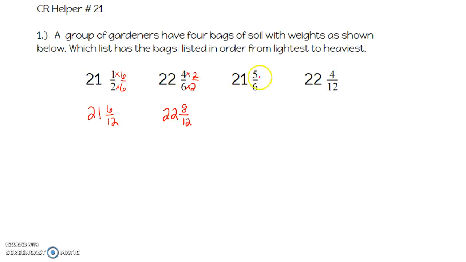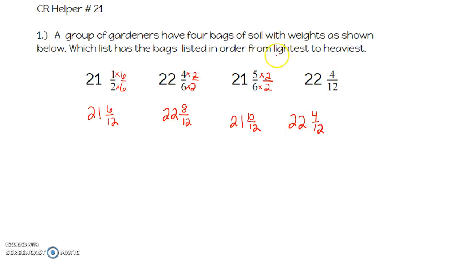The next number, 21 5/6. If I want to write that 5/6 with a denominator of 12, I would multiply the 6 by 2. If I'm going to multiply the denominator by 2, I need to also multiply that numerator by 2. So that would be 21 5/6 is the same as 21 10/12ths. Finally, we have 22 4/12, that's already in 12ths. So 22 4/12 is that last bag.